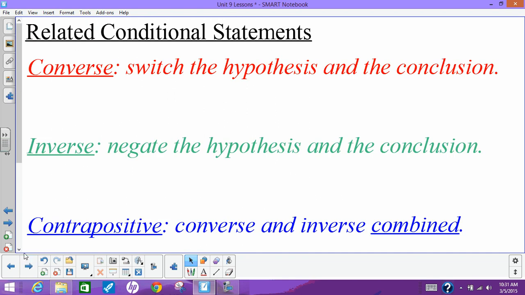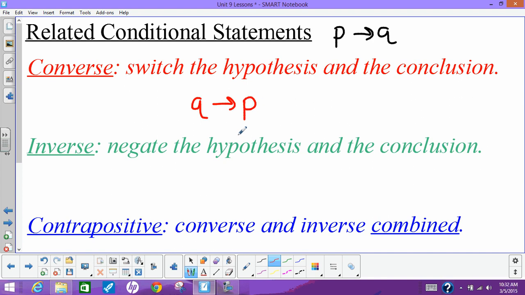So our original conditional statements are if-then statements. We can write symbolically if P, then Q, or P implies Q. Now we might want to take those statements and move them around a little bit. The converse of any if-then statement is just taking the Q and taking the P and switching their order. So the converse of any statement would be taking the conclusion, putting it first, and putting the hypothesis at the end. So now we would say if Q, then P.